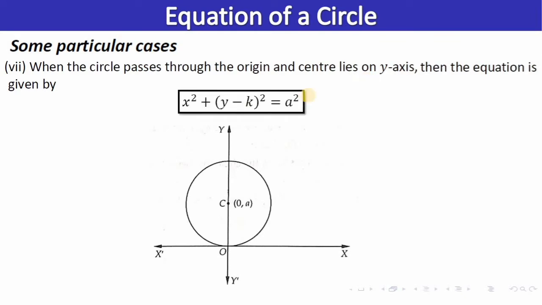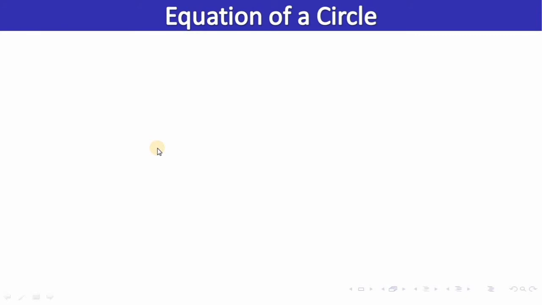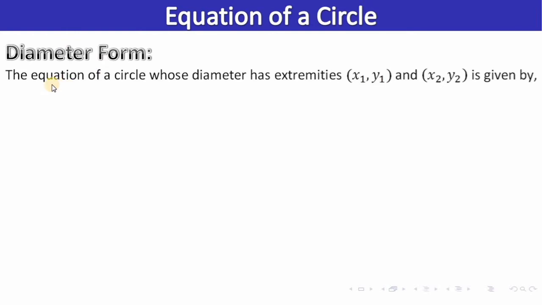So your equation becomes (x square) plus (y minus k) whole square, and here what is the value of k? k is a. So that's why it will be (y minus k), that is (y minus a) whole square. Now finally let us take one more form of the equation for today. The name of the form is the diameter form. The equation of a circle whose diameter has extremities (x1, y1) and (x2, y2) is given by.